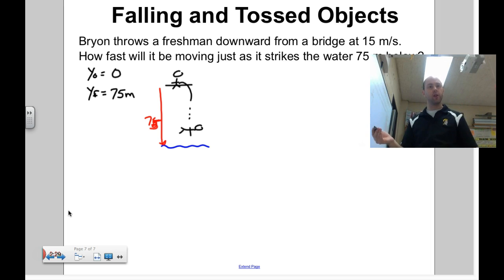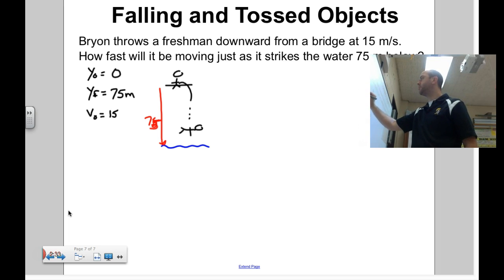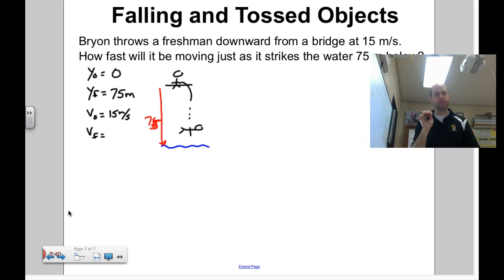Next, we'll do our velocities. V naught is 15 meters per second. Vf is what we're looking for. We're looking at how fast this freshman is going just as it strikes the water. One of the misconceptions is, when you throw something down and it hits the ground, how fast is it going when it hits the ground? People go, oh, it's 0 because it hit the ground. No, you're looking at the moment just as it hits the ground, not the moment after it hits the ground.